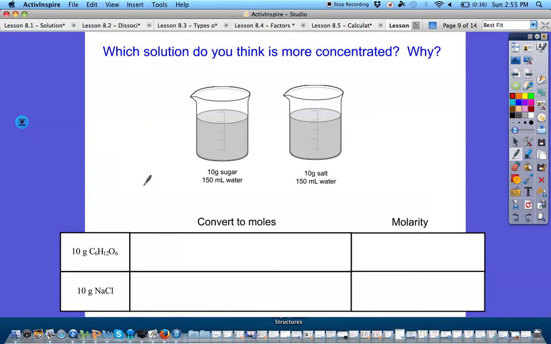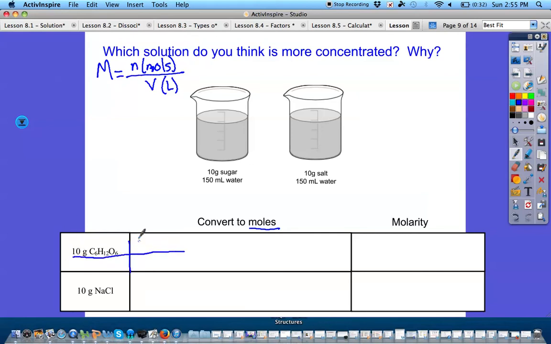Welcome back. So you should have a reason written down for why you think the solution is more concentrated. Remember, this is just a prediction. We're going to go through the calculations to determine which one is more concentrated. So we are given a mass of both of our solutes. So the first thing that we need to do is we need to convert it to moles, because remember, our molarity equation has the number of moles, not a mass. So we're going to convert this to moles.